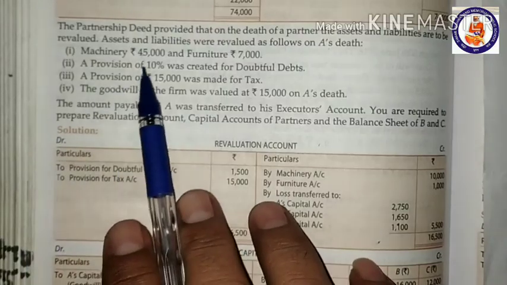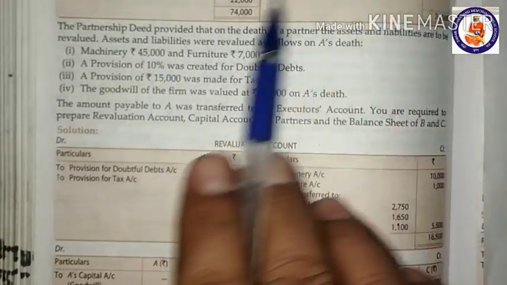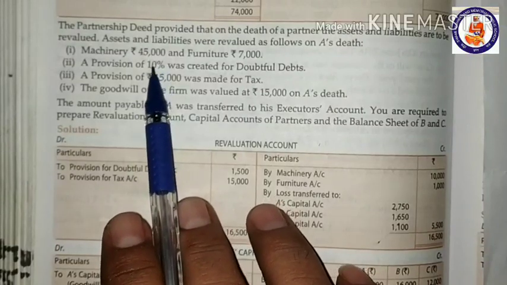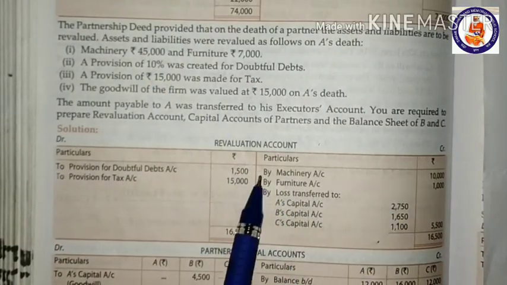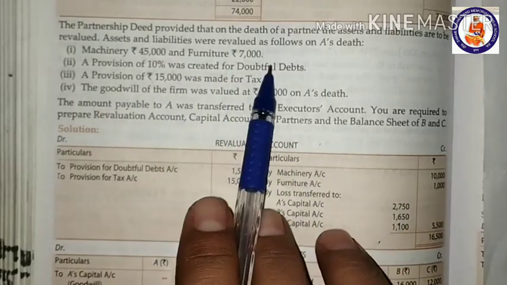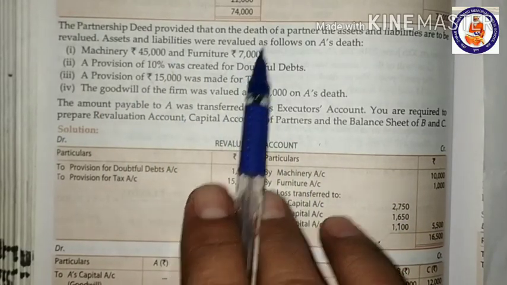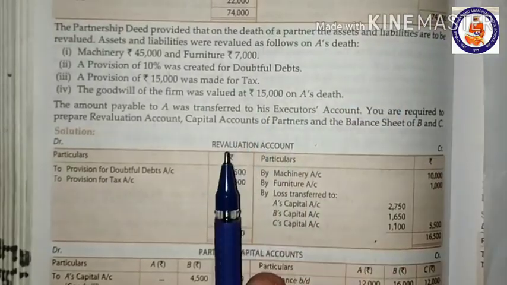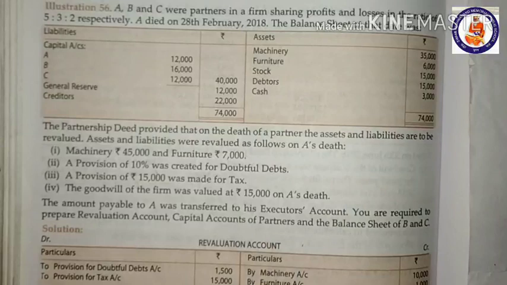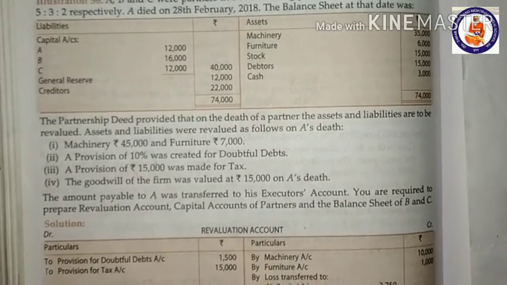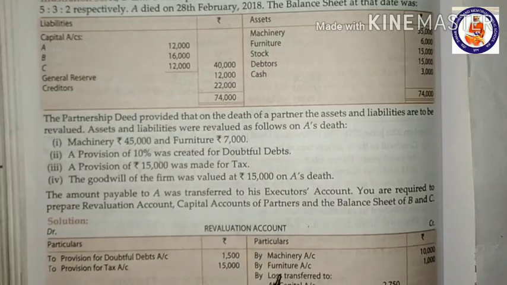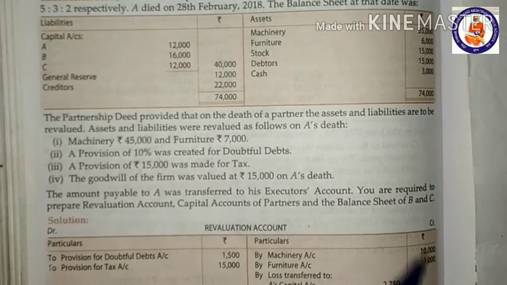So here machinery is 45,000. Machinery was 35,000 in the balance sheet, now it is 45,000, meaning a 10,000 increase. So for machinery, 10,000 is shown here. Then furniture 7,000. In the old balance sheet it was 6,000, as you can see here. Now it is 7,000, increased by 1,000. So for furniture, 1,000.